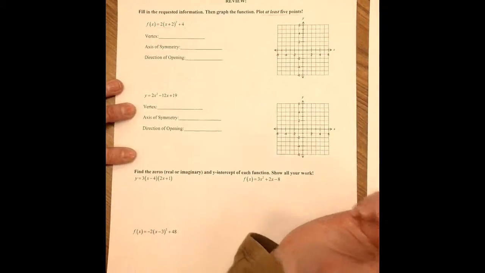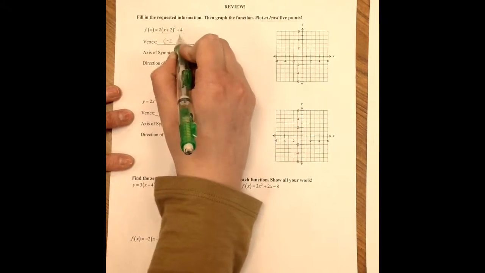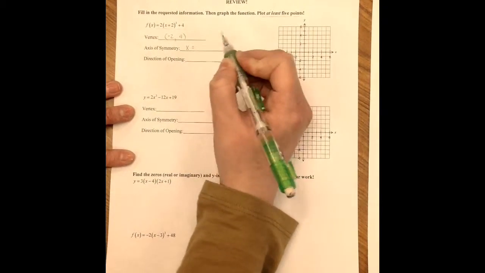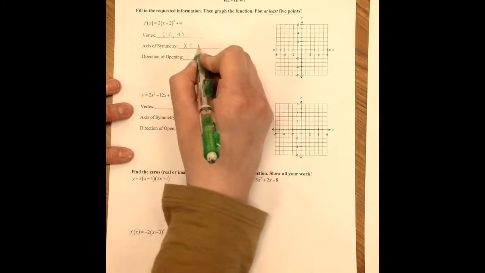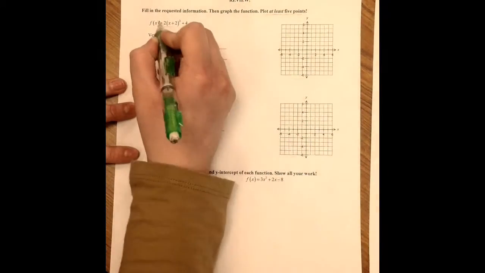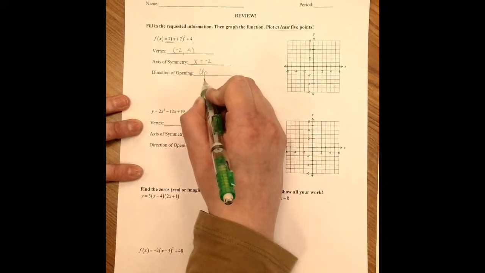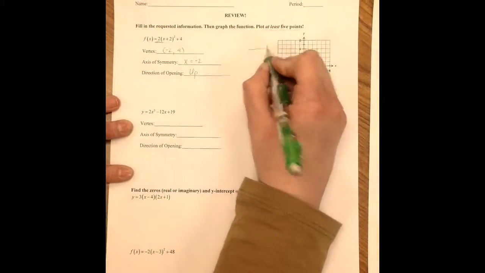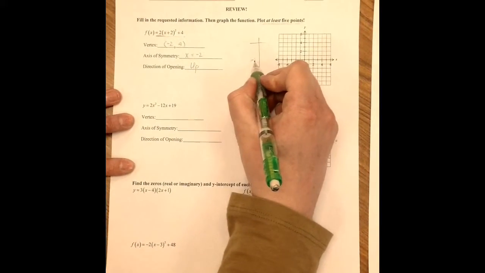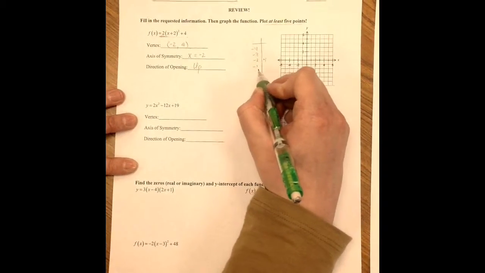Notice that it's already in vertex form, so the vertex is opposite of what's in parentheses, comma, what's at the end. Remember, axis of symmetry is always x equals, and it's what the x value of the vertex equals. So in our case, x equals -2. The direction it's opening comes from the front of our equation, and we see that it's positive, so this is opening up. Now if we want to plot 5 points, remember our easiest way is to make a table, putting our vertex in the middle, and we do 2 smaller numbers and 2 bigger numbers.